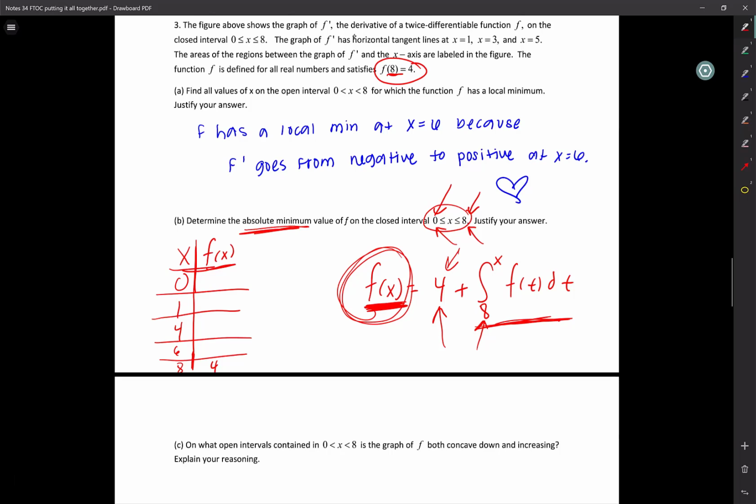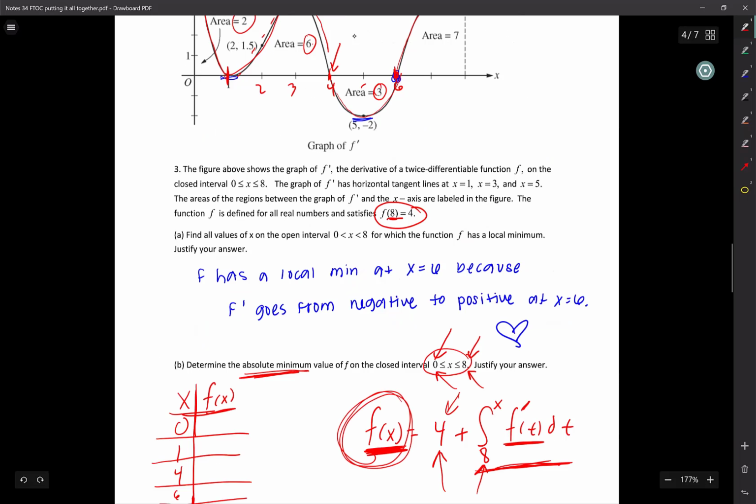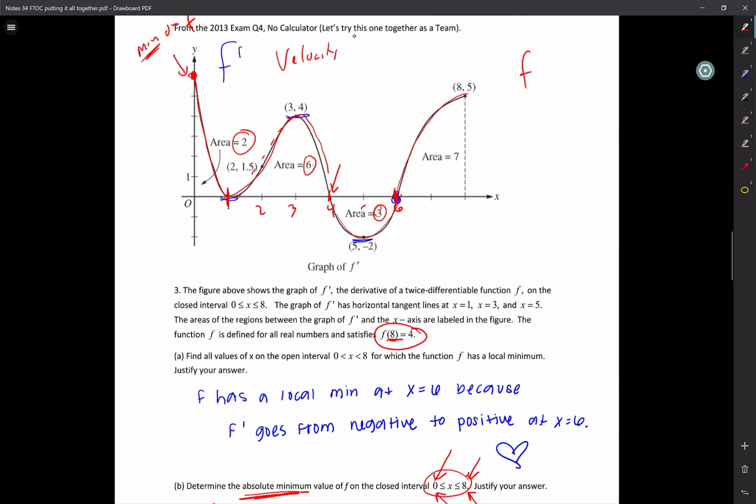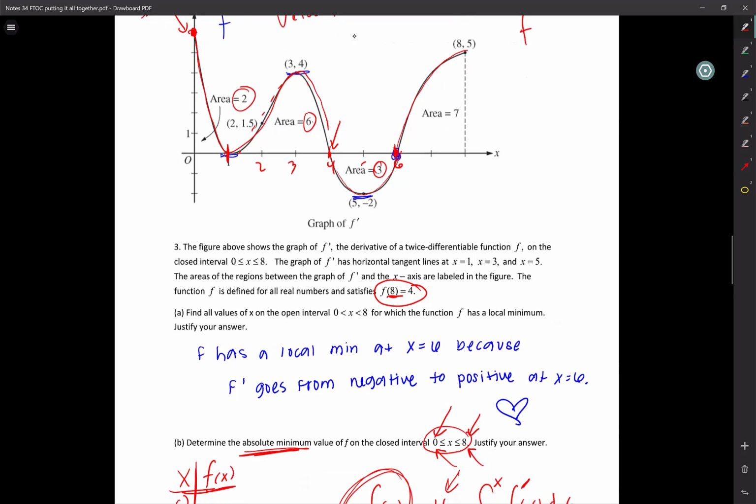Tarion, did that make sense or no? Yes, f prime. Almost. Sorry, guys. How come no one corrected me? I was saying velocity. That's f prime. F prime is velocity, guys. We're looking at the area under this specific curve. Lanford, do we understand what's going on? For sure?